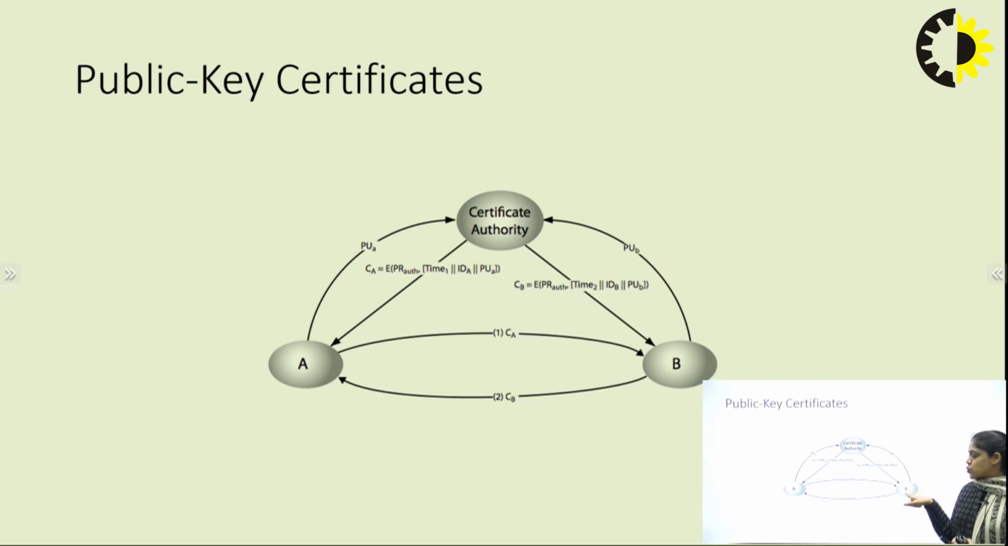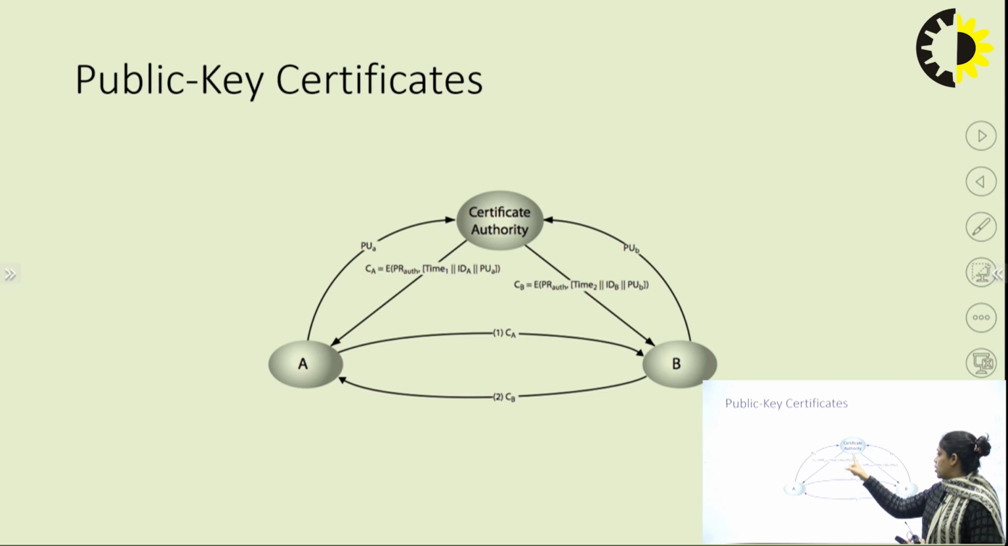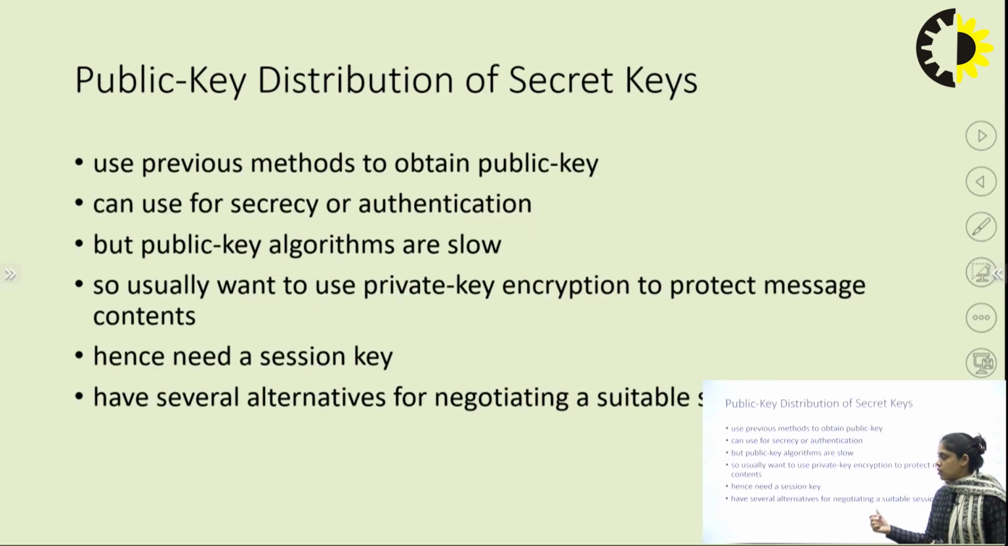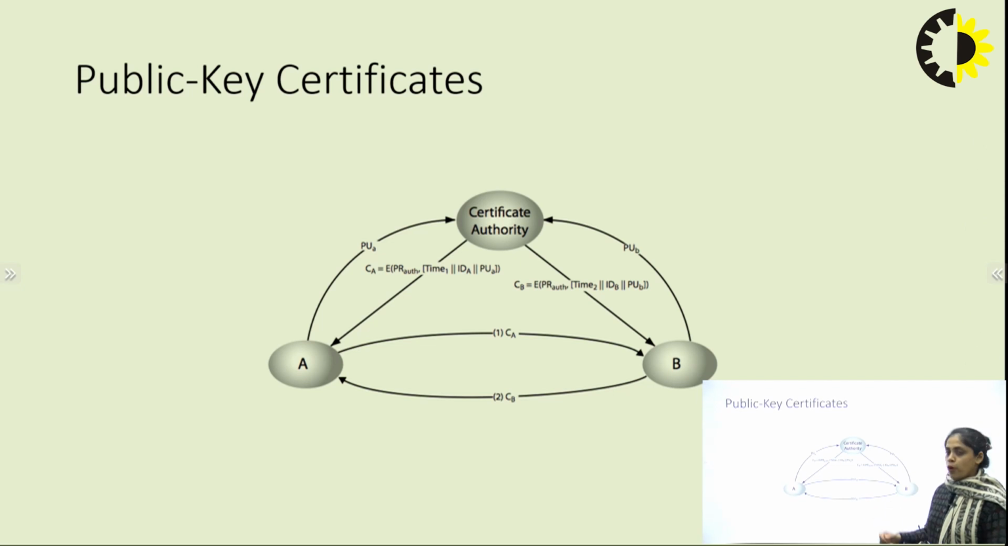The certificate is sent to B. After receiving it, B will send its own public key. Now CB is equal to the encryption with the private key of the authority, in which again the identity of B, the public key of B, and timestamp 2 are attached. So this complete message comprises CB. Now this certificate is there for B. In this way, you can see the public key certificates are generated by the certificate authority and provided to both A and B.